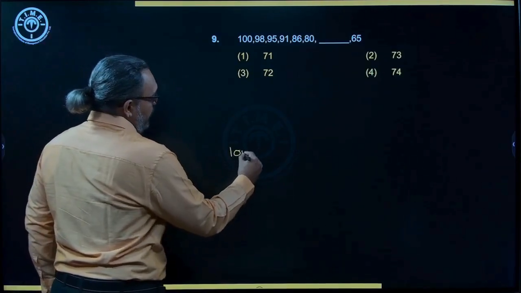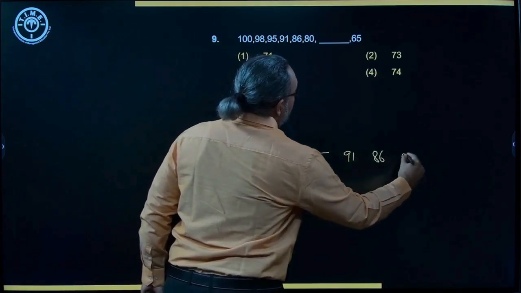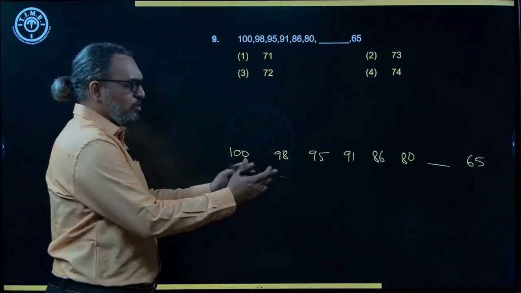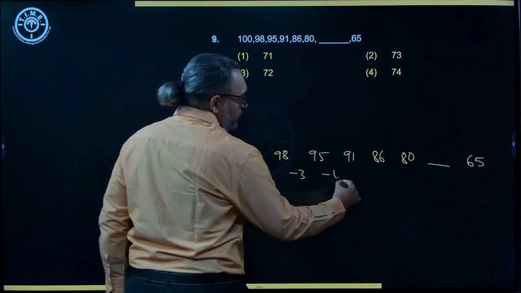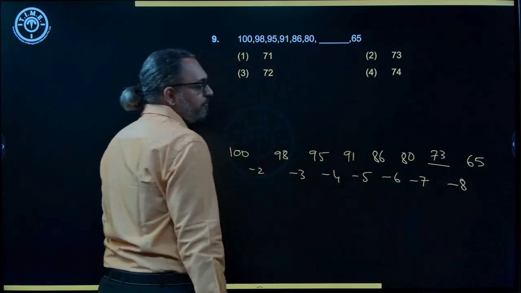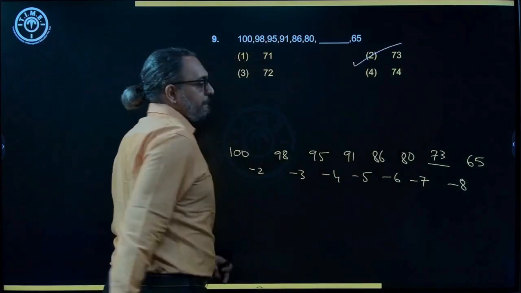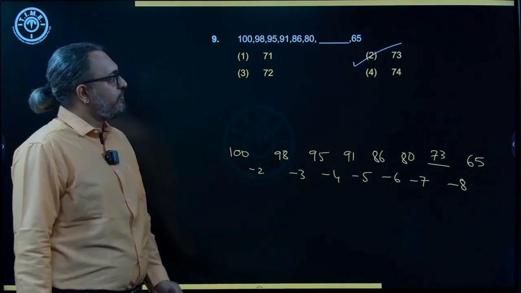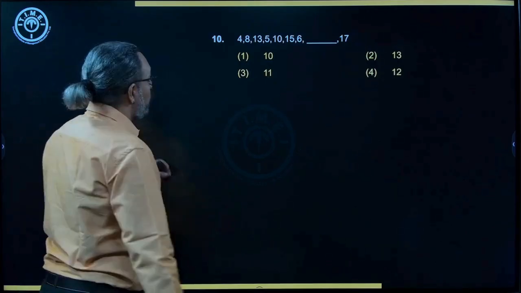So we have 100, 98, 95, 91, 86, 80, blank and 65. So this also you can do orally because they are gradually decreasing and you just have to take subtractions, correct? So this is -2, -3, -4, -5, -6, so -7, that gives you 73 and -8. So 73 is what we choose as the answer. Okay, choice 2. Right. Okay, the next one.